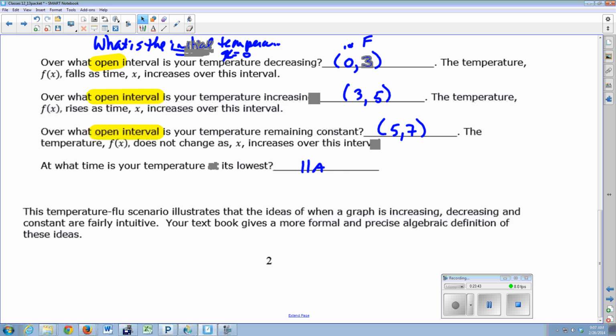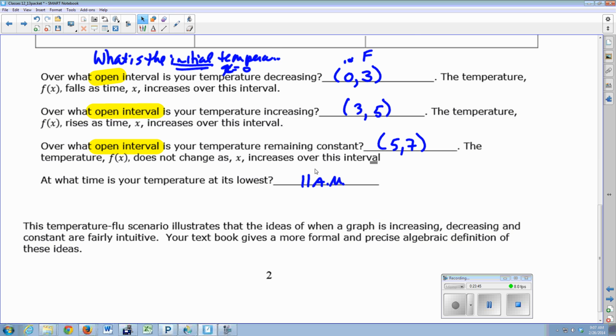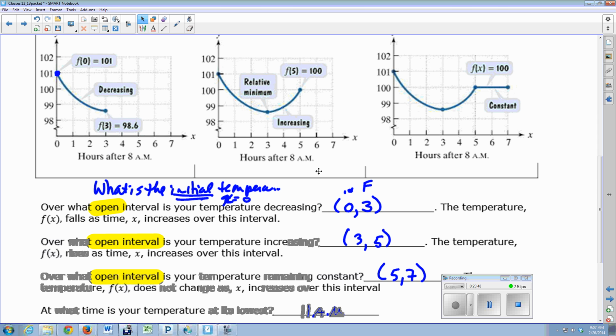Okay, so that point right here is another idea that we're going to discuss. It's called the relative minimum. I don't know if that's the lowest my temperature is going to ever get, but right now on this particular graph, this is the relative minimum. It's the smallest y value that you see between 0 and 7.